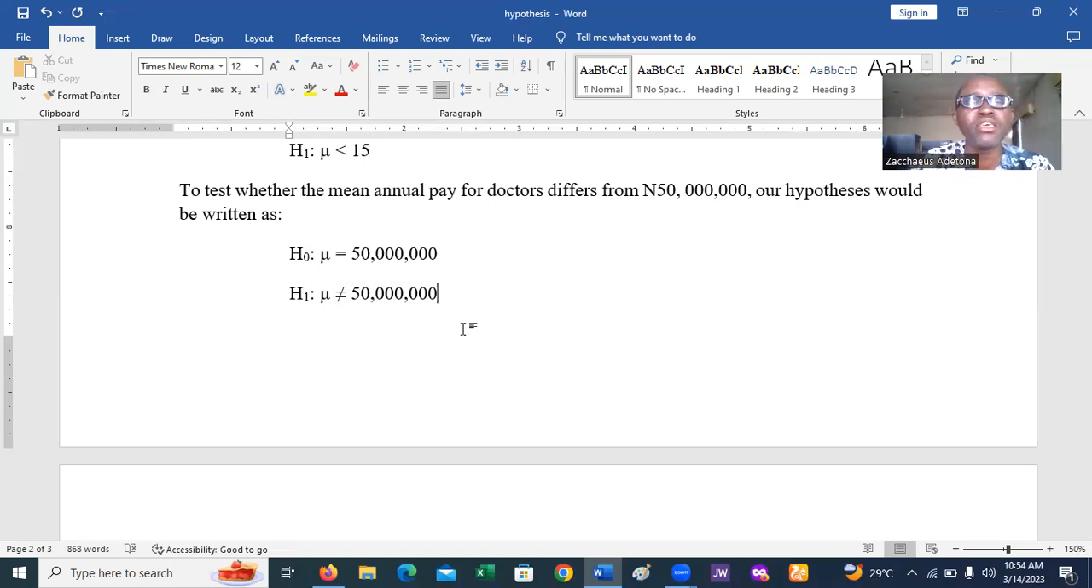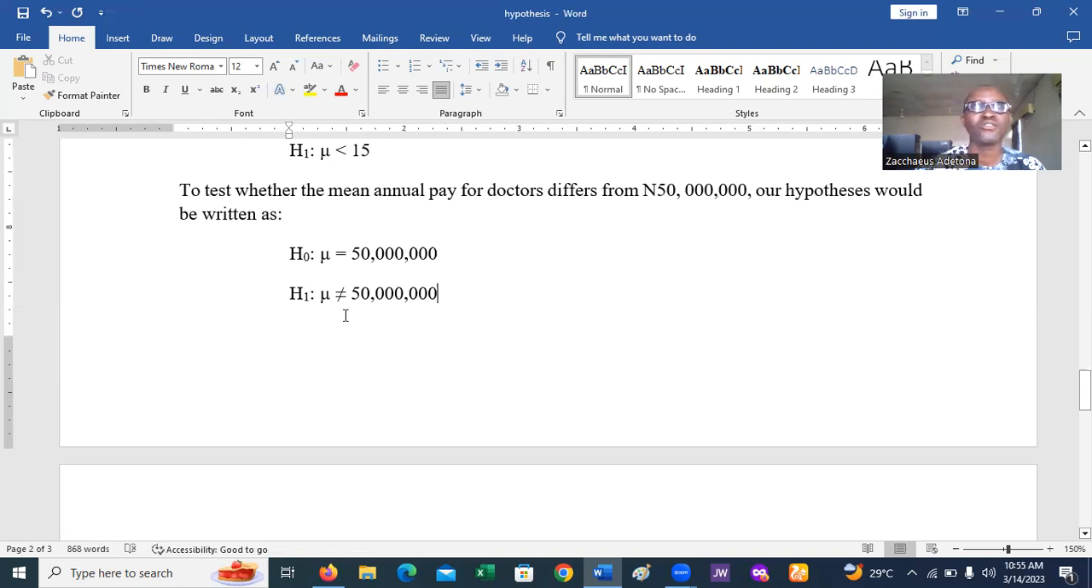The mu equals 50 million, that is the null hypothesis. Mu not equals to 50 million is what we're interested in. Either it is less than 50 million or greater than 50 million, but it is not equal to 50 million. Now, if you mistakenly say greater than 50 million here, then it means less than 50 million will be left out since it is not in the null hypothesis.